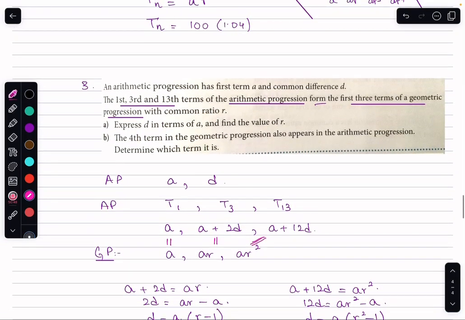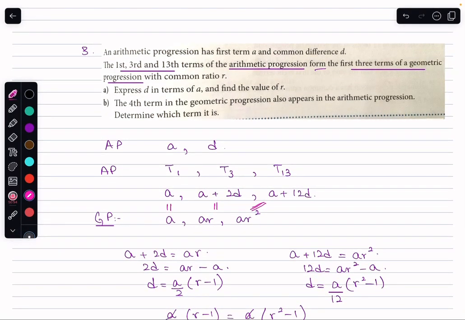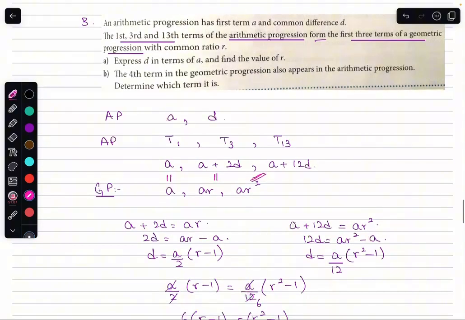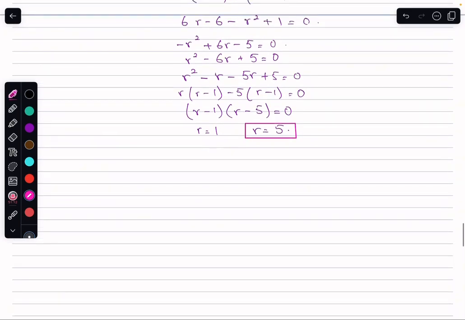So this was the first part, part A. The second part says the fourth term in the geometric progression also appears in the arithmetic progression. Determine which term it is. The fourth term in the geometric progression appearing in the arithmetic progression. So first let's find out the fourth term in this geometric progression.